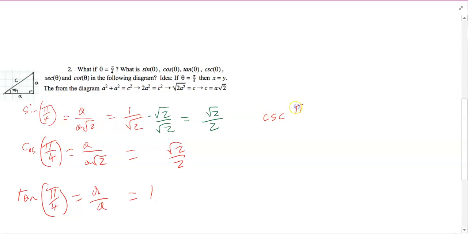Cosecant of pi over 4, that will be flipping 1 over root 2, so that becomes root 2 over 1, which is just root 2. Secant of pi over 4, again, will be flipping root 2 over root 2, and that's just going to be a root 2 again.